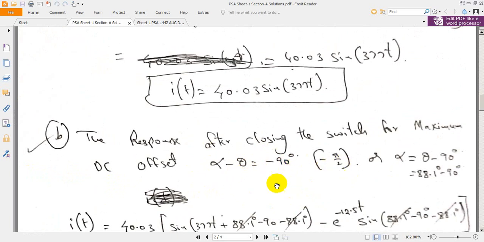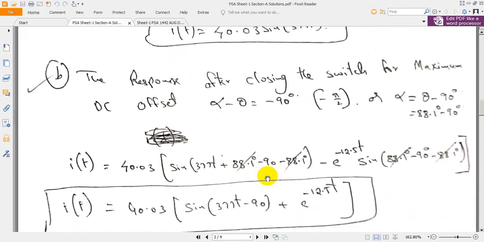When the value alpha minus theta is equal to minus 90 degrees, we will get a maximum DC offset. Just substitute alpha minus theta is equal to minus 90, or alpha is equal to theta minus 90, 88.1 minus 90 degrees, in the current response, and you will get this equation.